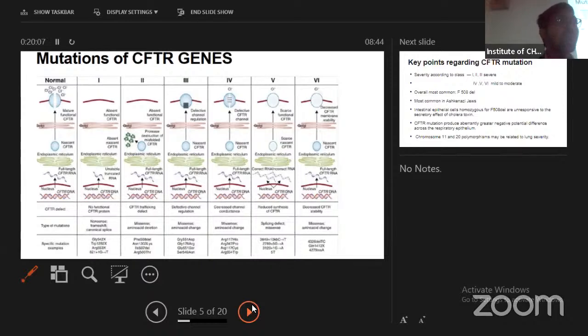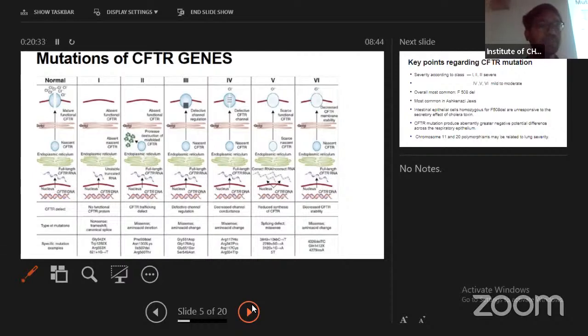All the mutations are grouped into these six headings, six classes. The first three classes are most severe, but the fourth, fifth, and sixth are less severe.